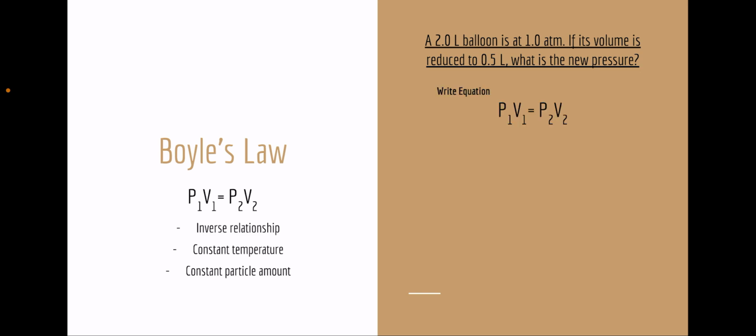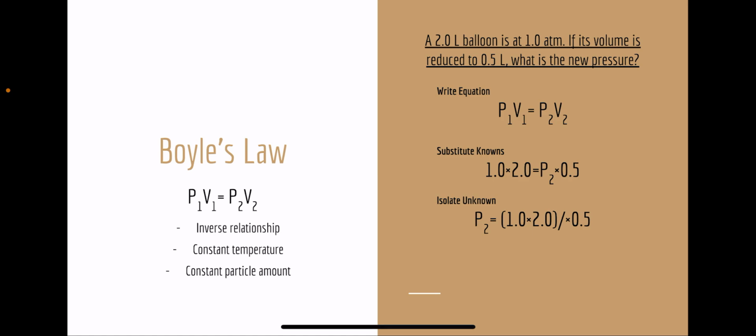And so we write the equation. Then we substitute the knowns and the unknowns accordingly. And finally, we isolate the unknown. Before calculating the answer, we expect the final pressure to be greater than the initial pressure since volume was decreased. This goes back to the inverse relationship that Boyle's law indicates. And it's true. The final pressure is greater than the initial pressure because the volume was reduced.